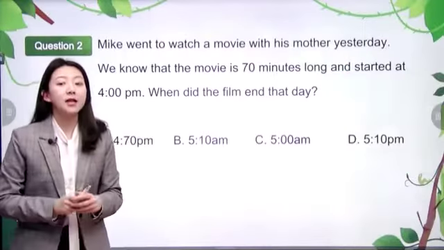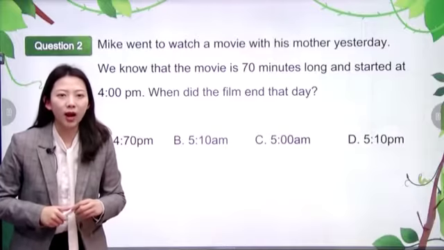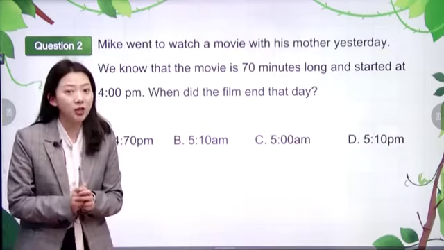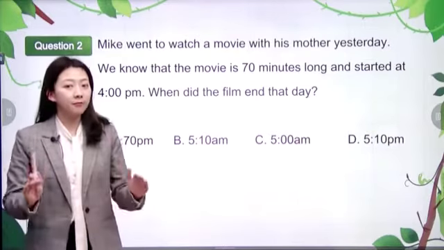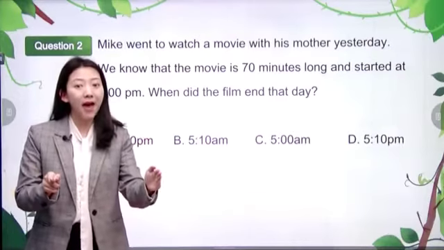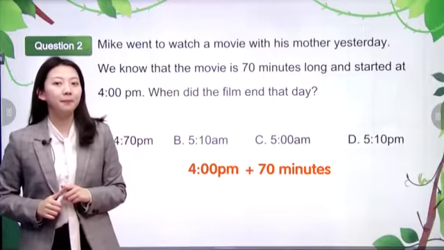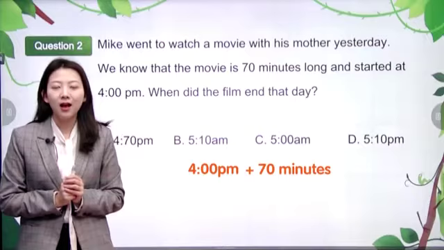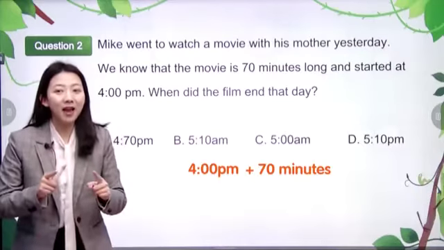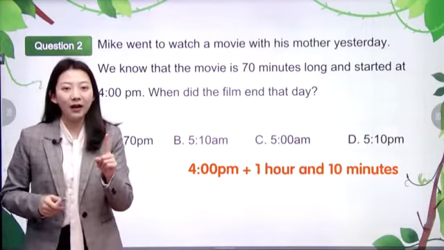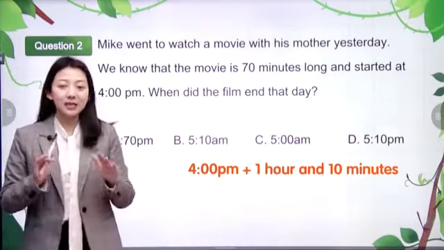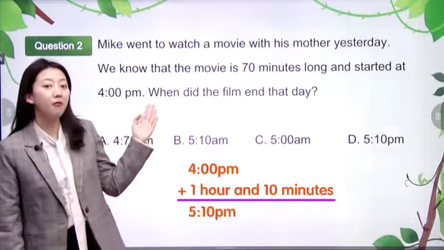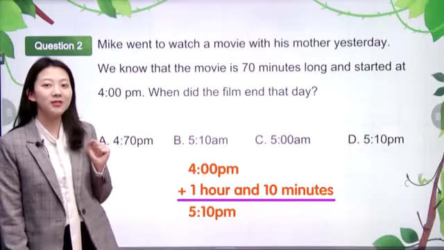This question asks us to find out when the movie ended, right? Well, we need to find the ending point, so we know that we're going to do an addition, not subtraction. Because very obviously, 70 minutes have passed after 4 p.m. But there's no way for us to add 4 and 70, right? So we need to know 70 minutes equals 1 hour and 10 minutes, because 60 plus 10 is 70. All we need to do is just add that on top of 4 p.m. The answer choice is going to be D.